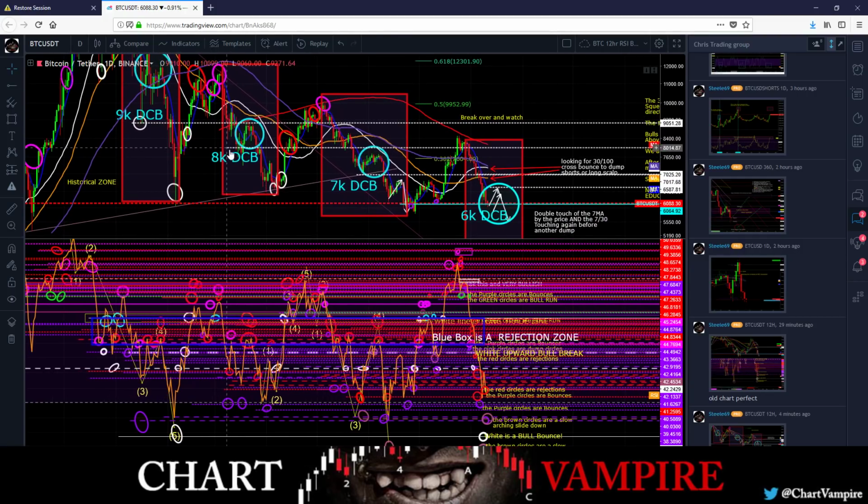So you kind of see a pattern that plays out with all these double touches, right? Comes down, tests lower, double touch. Comes down, tests lower, double touch. Comes down, expecting this to come back up and double touch.